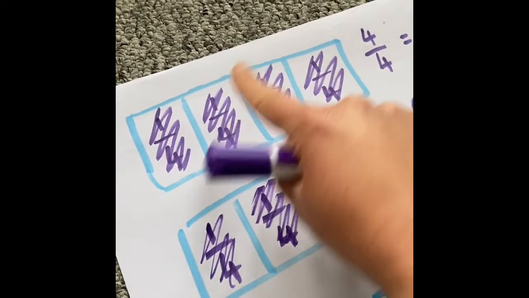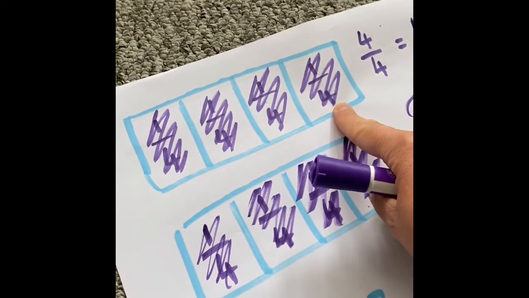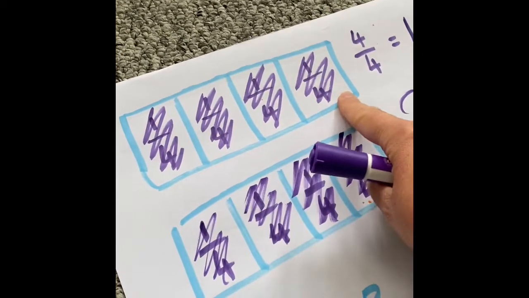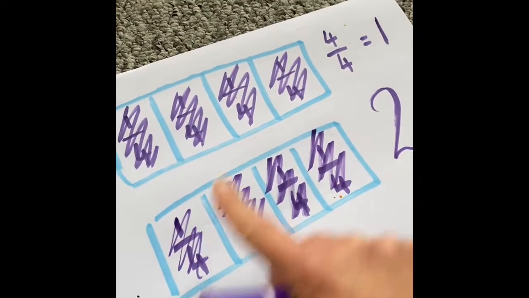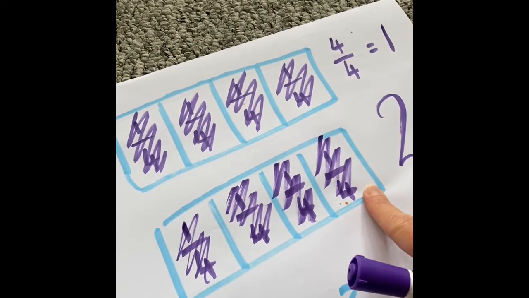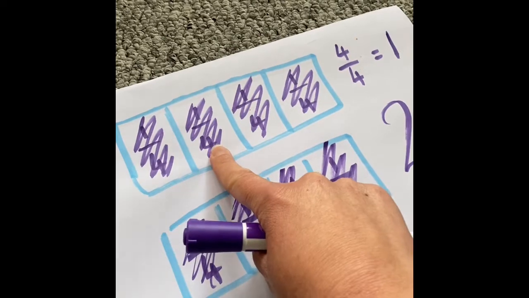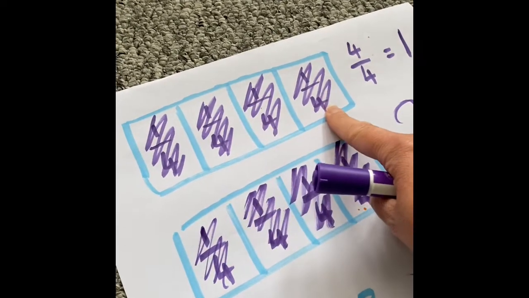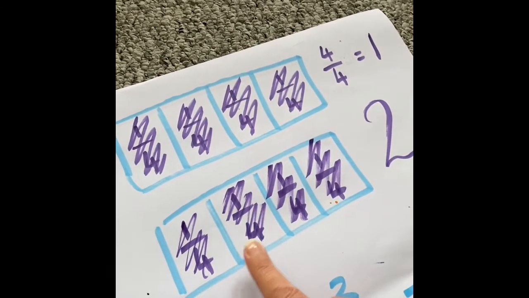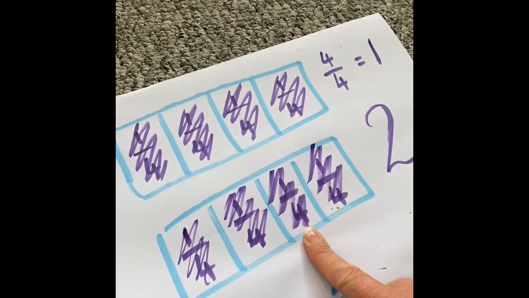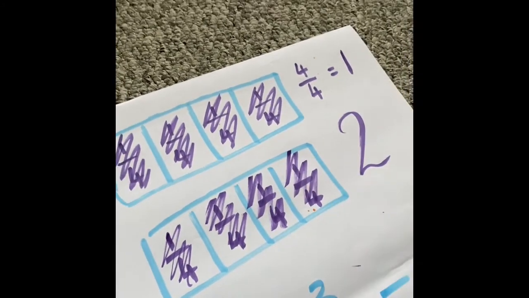1 whole made up of 4 equal parts that have 4 parts shaded, another whole that has been divided into 4 equal parts, 4 parts have been shaded. 1/4, 2/4, 3/4, 1. 1 and 1/4, 1 and 2/4, 1 and 3/4, 2. So let's have a look.